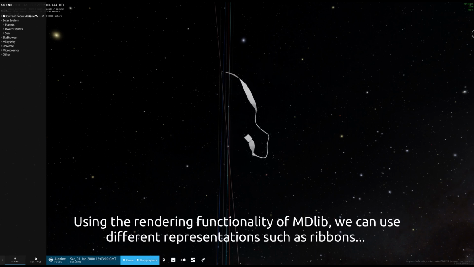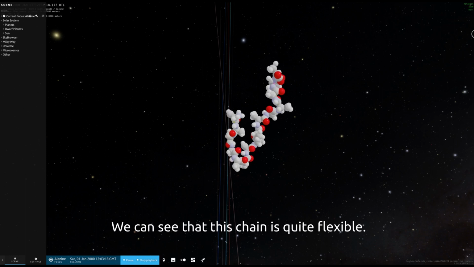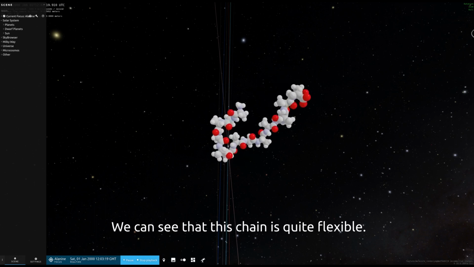Using the rendering functionality of MDLib, we can use different representations such as ribbons and different coloring, exemplified here with different colors per residue. We can see that this chain is quite flexible.